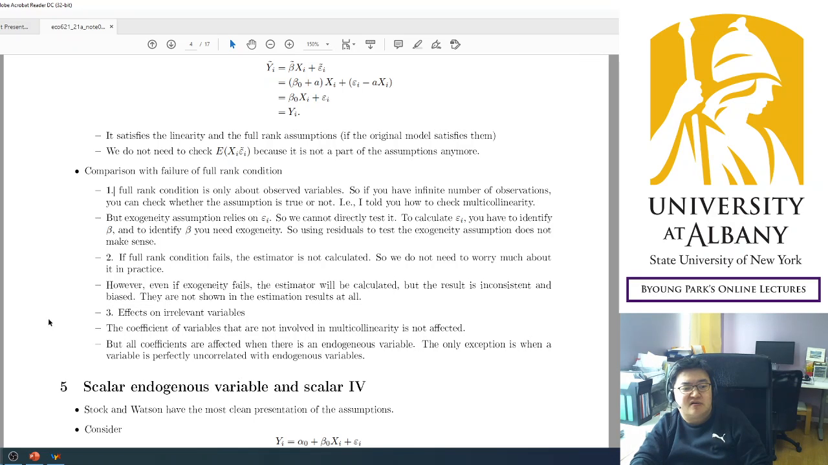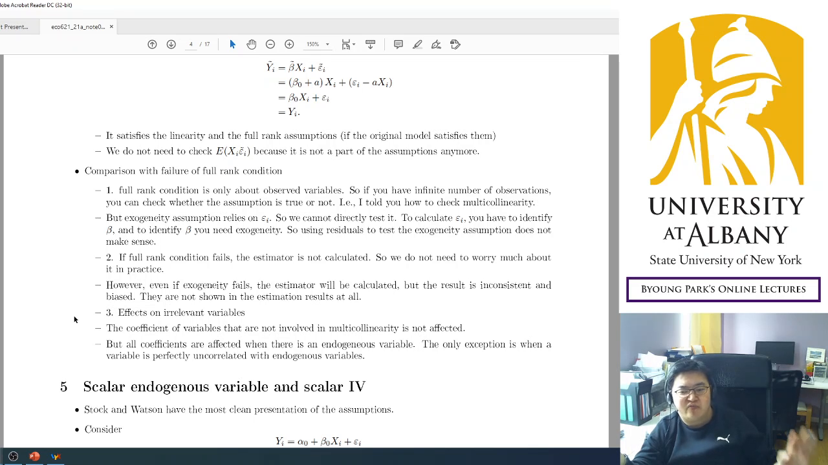And the third difference is this. Suppose that there are 3 variables and 2 of the variables are multicollinear. Then in most cases the third variable, which is irrelevant to the multicollinearity problem, is not affected. So there are some unaffected variables if they are irrelevant to the problem. However, in the endogeneity problem, almost always, all the variables are affected.